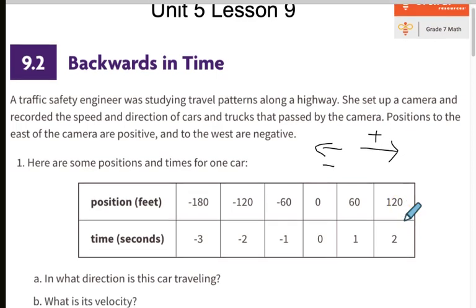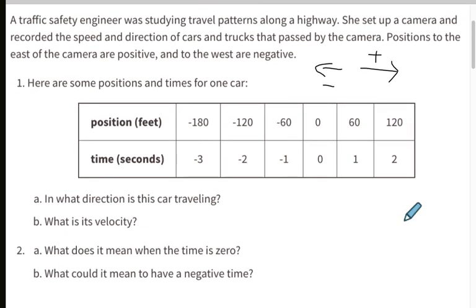So let's see. In what direction is the car traveling and what is its velocity? Well, let's see what we could get for an answer. If I took 120 and divided it by 2, I would get a positive 60. All right, positive 60. 60 divided by 1 is 60. 0 divided by 0 is 0.